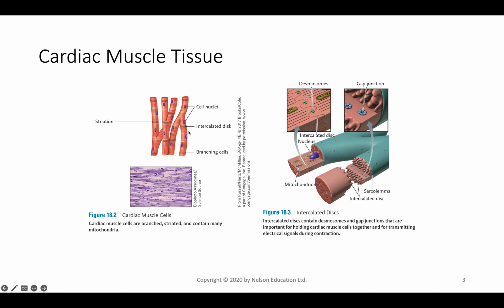So we have these specialty regions called intercalated discs, which are going to have these little regions here with gap junctions that allow them to have tight regulation of when they contract, as well as being connected via desmosomes here, which are like little snaps that basically hold the cells together.